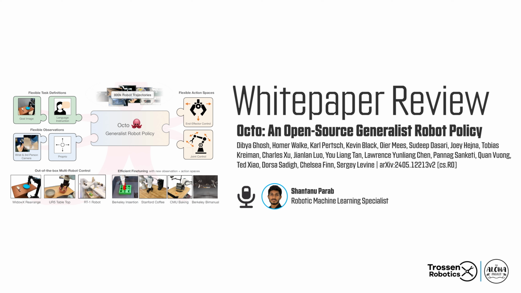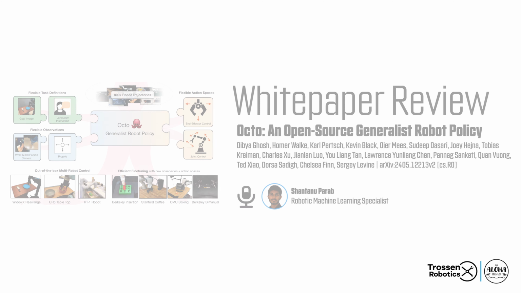Traditionally, robots have been trained individually for specific tasks, which often requires substantial amounts of data and time. But with Octo, the focus shifts towards creating a generalist robot policy that can seamlessly handle multiple robots, tasks, and environments. Let's explore how this works and why it is a significant leap forward in robotics.